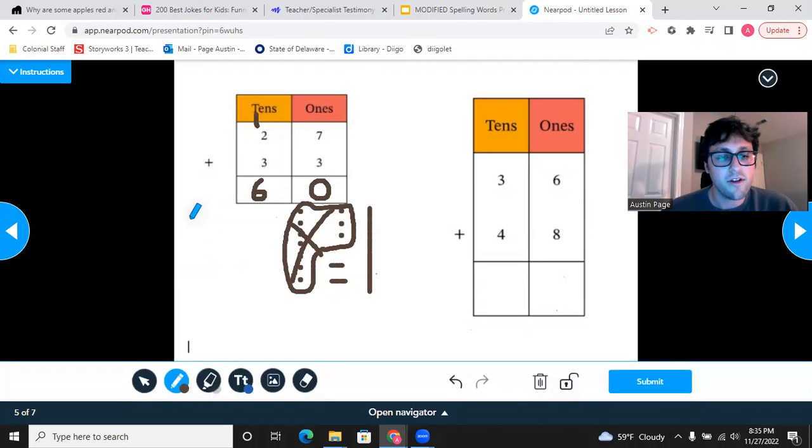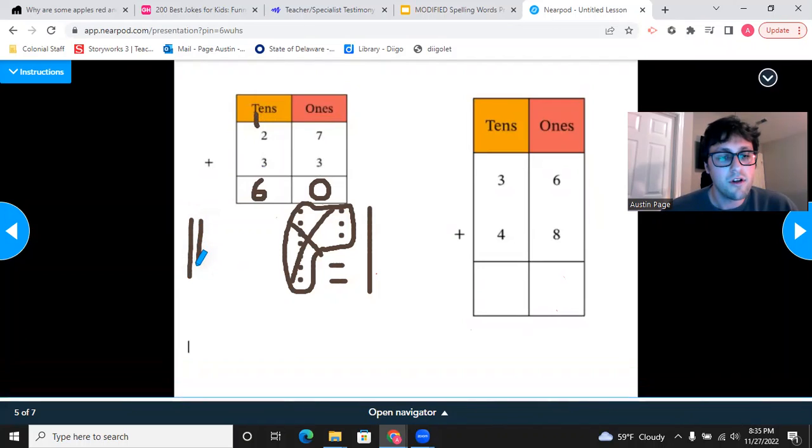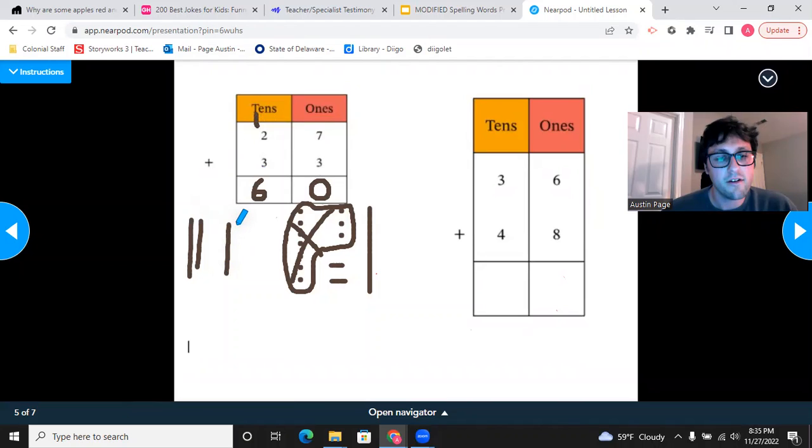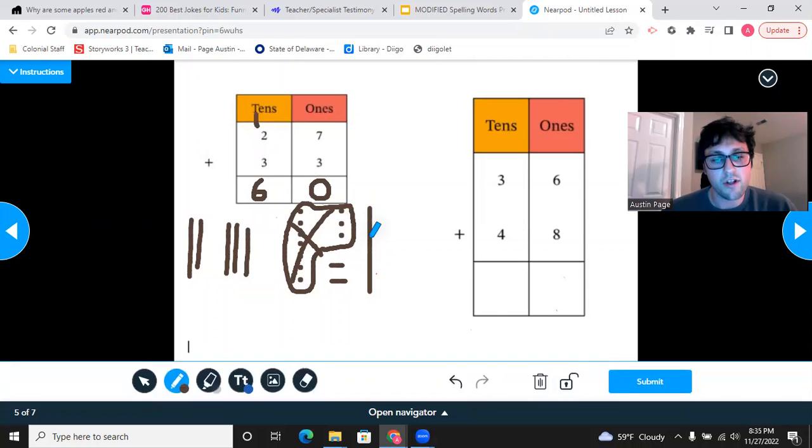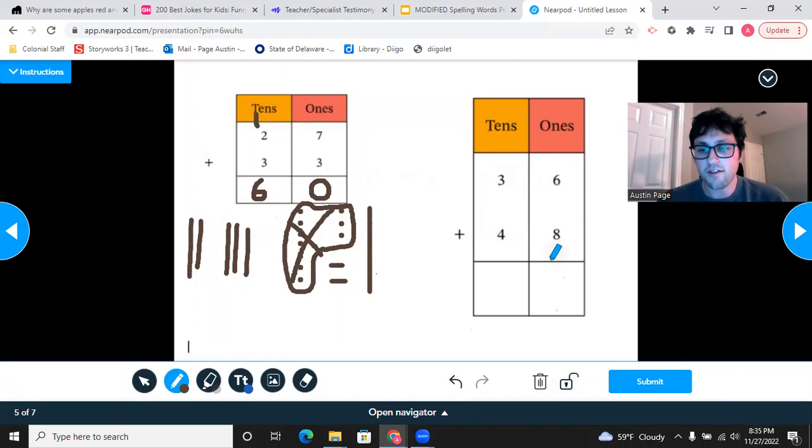And I can draw it. I have 2, and then I also have 3 in there. And then I have my extra 1 as well over here. So 1, 2, 3, 4, 5, 6, just like I said. Let's look at this next one right here. So let's start in the ones column. I see 6 and 8.